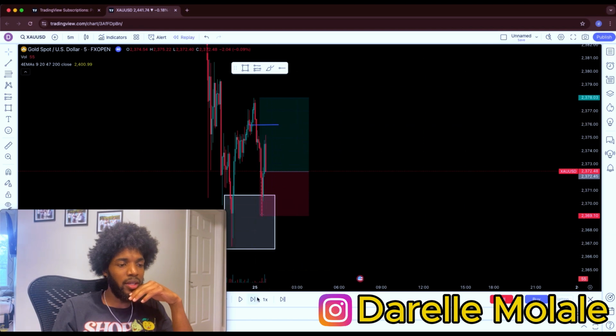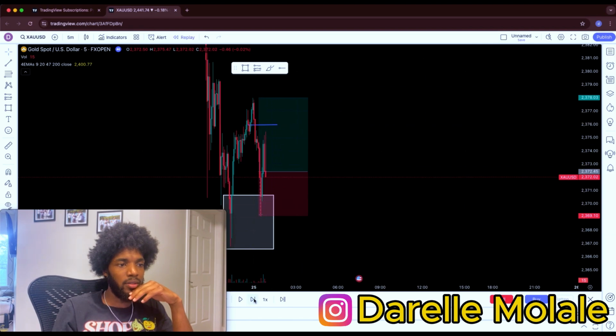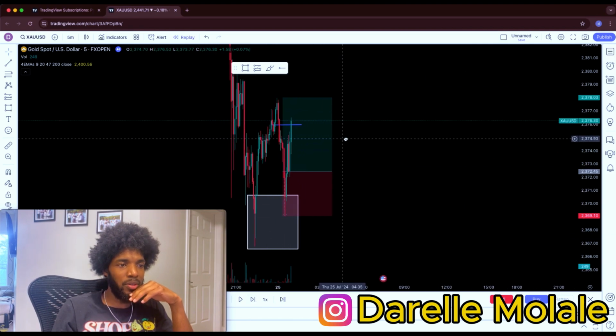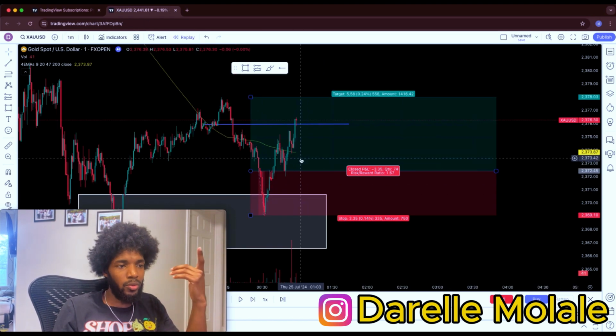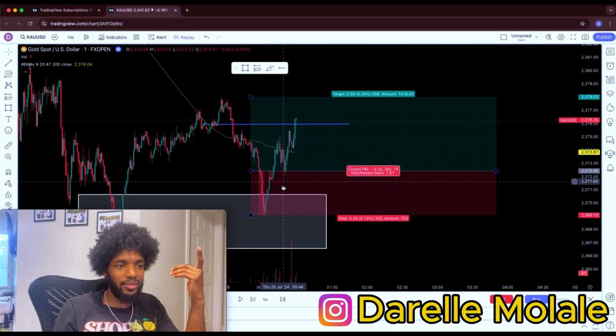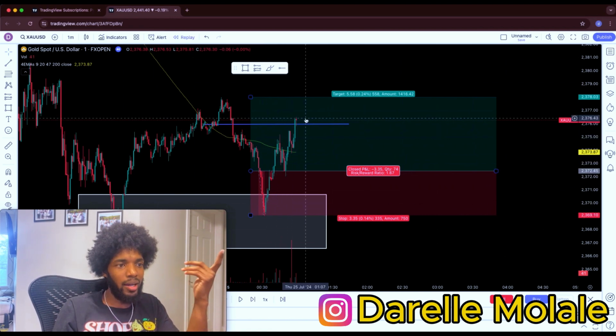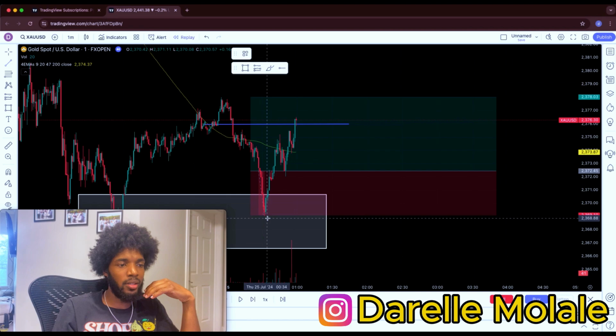And TP1 was right here, right? So, boom. Now we hit TP1. Now let's go to the 1 minute chart. Now we're on the 1 minute chart. We got a clear higher high, lower high, higher high. So what we do? We draw our trend line.